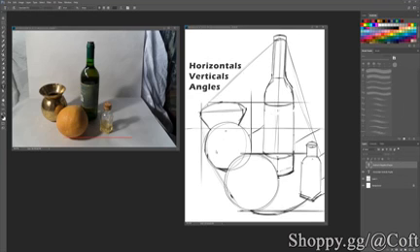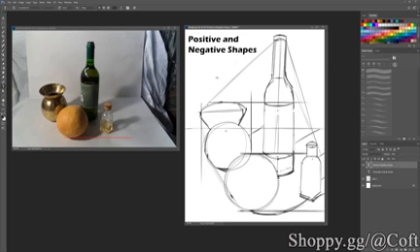Besides using horizontals, verticals, and angles, we're also going to be using positive and negative shapes. So a positive shape is basically the shapes of the objects themselves, such as the circle, the rectangles, and triangles that we can find when we break these down. But the negative shapes or negative space would be the opposite of the objects themselves. So it could be the background or the space that they're occupying.